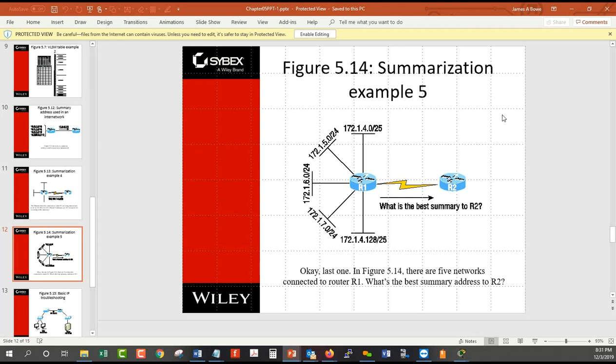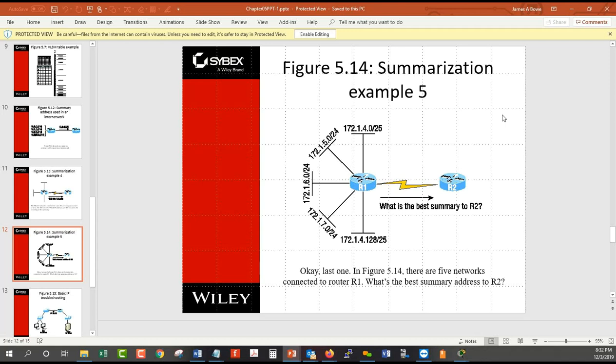So rather than having routing table entries for 5 different networks, 172.1.4, 172.1.5, 1.6, 1.7, and 1.4.128. Rather than having 5 separate entries, can we summarize all of this into a single entry such that the router can quickly determine that if that packet is coming from any one of these 5 or going to any one of these 5, that we can summarize any of this, okay?